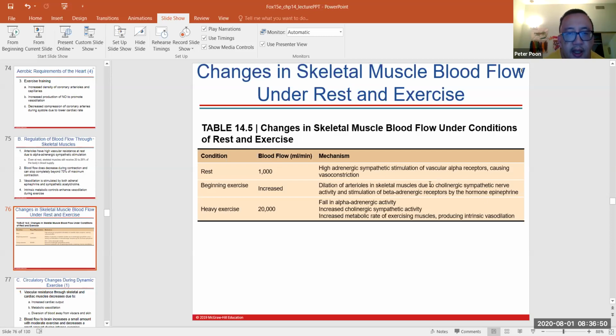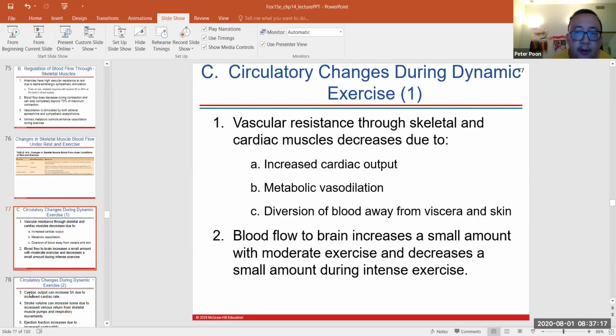Okay, so you can see one of the cool things, the difference. This is 1 liter per minute. The heavy exercise is 20 liters per minute. There's a 20-fold difference. Increasing metabolic rate of exercising muscles, reducing intrinsic vasodilation.